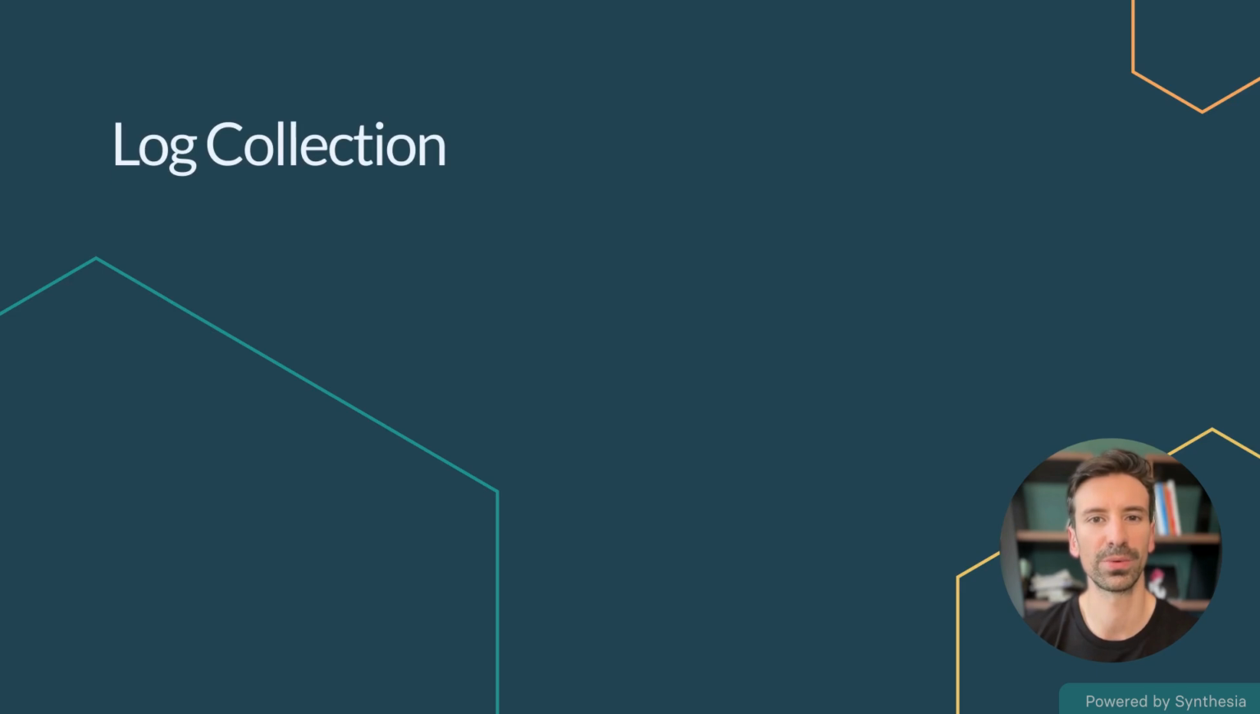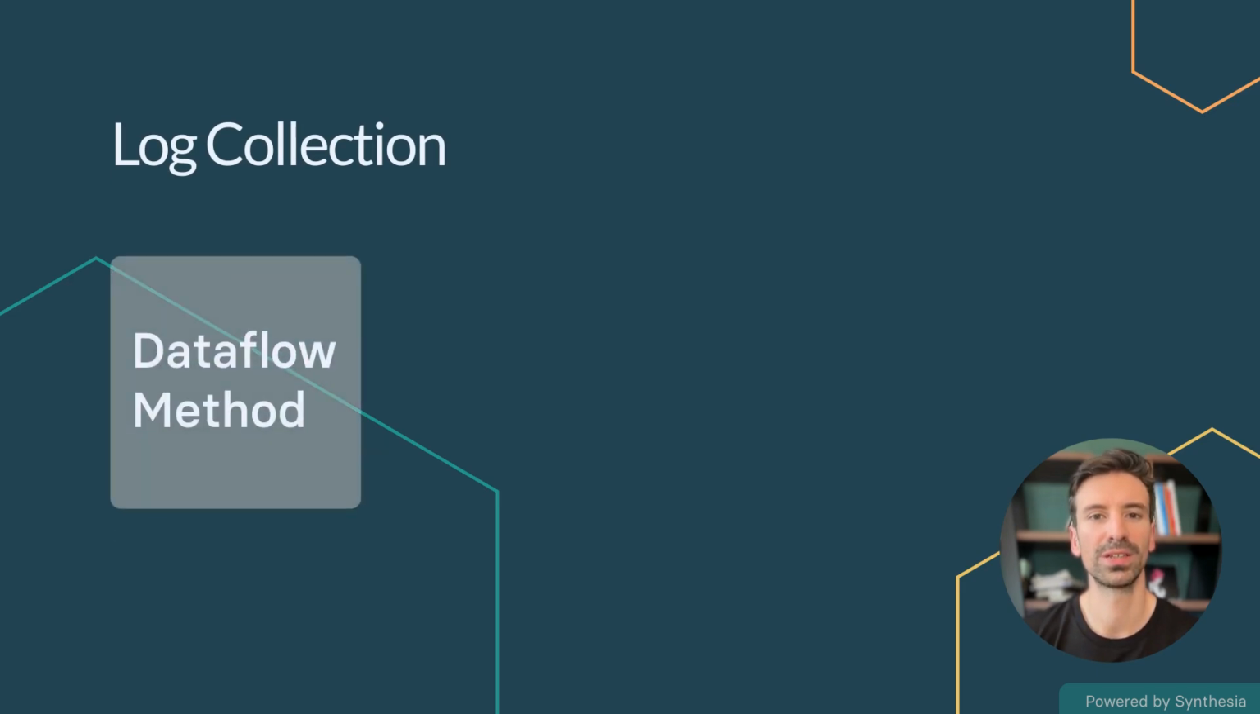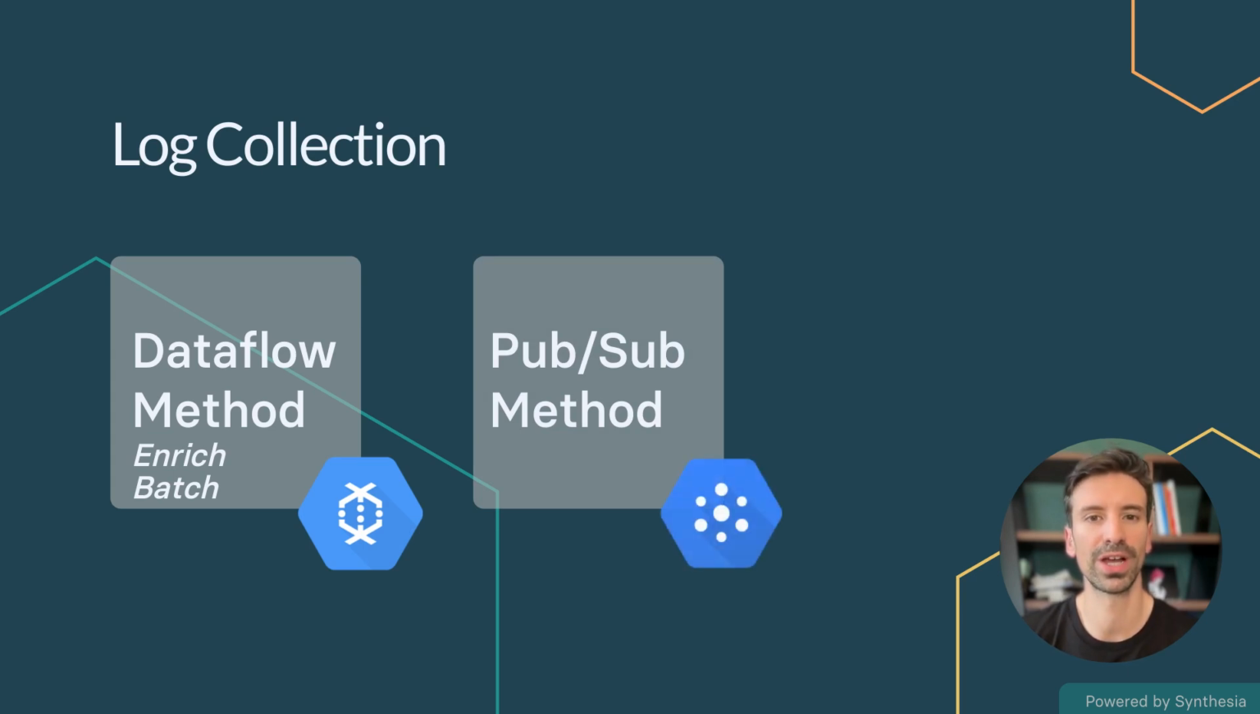For log collection, the recommended method is to use Dataflow. This enables the utilization of pipelines to transform and enrich the data before being sent to Datadog. It also enables batching and compression to reduce your egress costs. As reference, the other method includes using uniquely a Pub/Sub service, but it is no longer the recommended method.